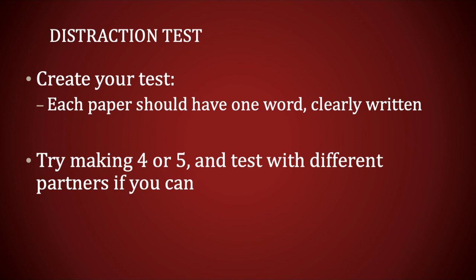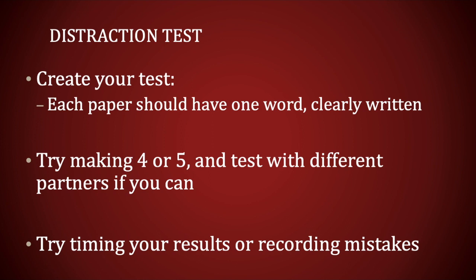You can also try words that have nothing to do with colors and see if that makes it easier. Or you can try making up nonsense words and seeing if that is easier to do the Stroop test with. You can try all different iterations, but one thing I would encourage is trying to figure out which ones are better than others. So you can make 4 or 5 and test them with different people, and you can also try timing your results or recording how many mistakes you make.